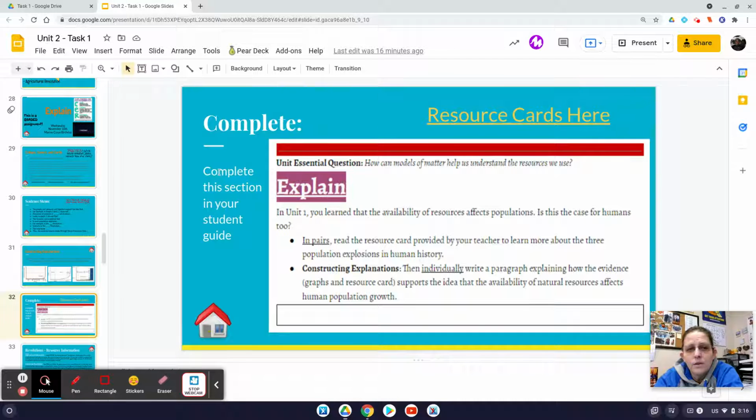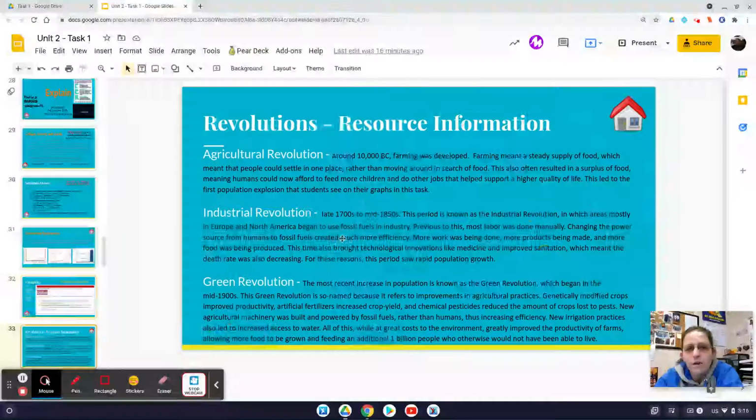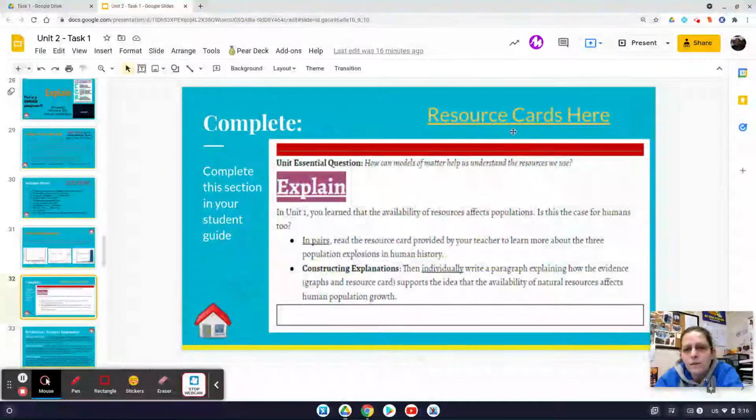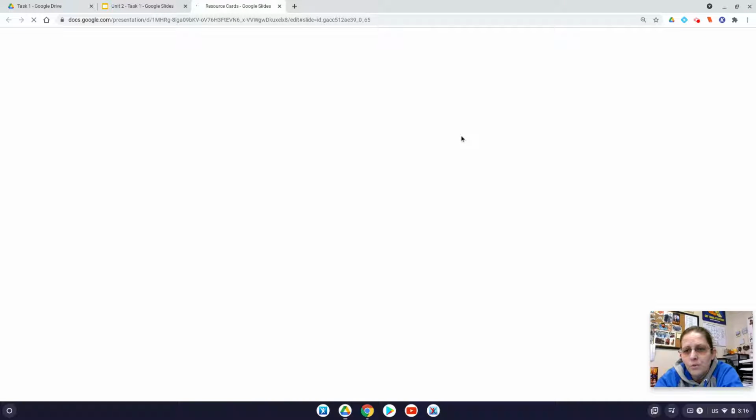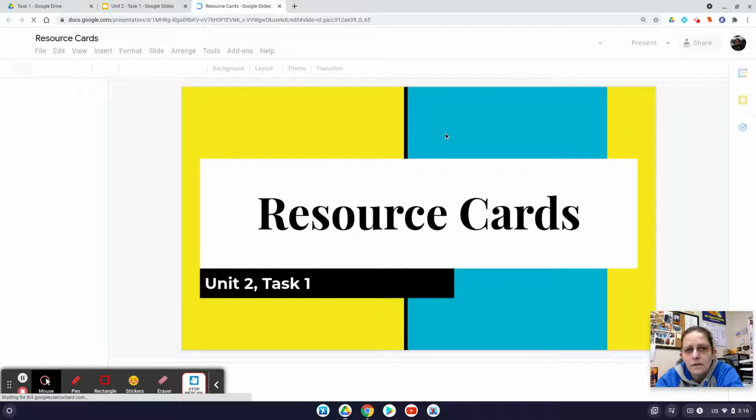So here is your essential question. Okay, we're going to make a model, understand how resources are used. These are the resource cards right here. So if you click on this link right here, it's going to take you to the resource cards. All right.